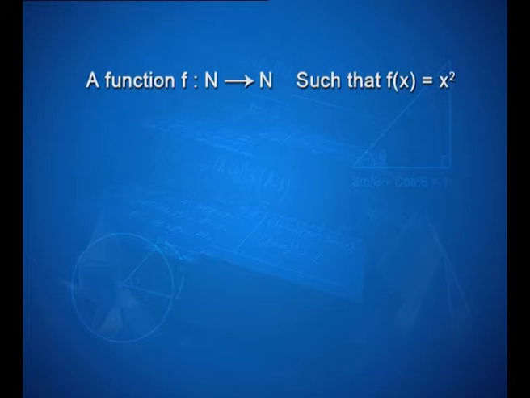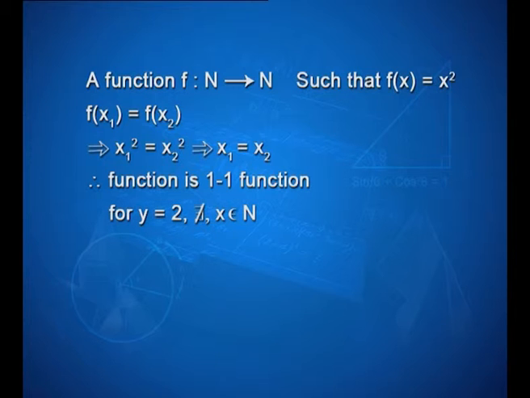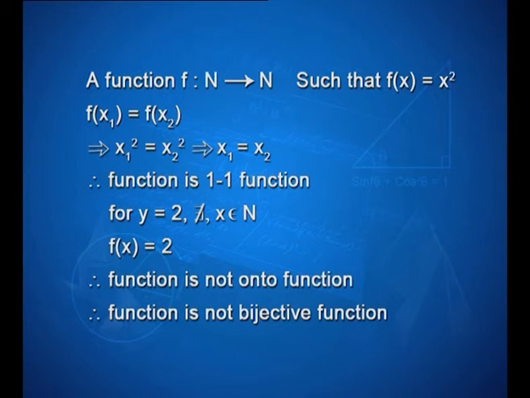We take f(x) equal to x square. For one-one, f of x1 equals f of x2. That means x1 square equals x2 square. This implies x1 equals x2. This function is one-one. For onto function, we can take one example. For y equal to 2, there does not exist any x belonging to the set of natural numbers for which f(x) equals 2. So, this function is not an onto function. So, this function is one-one but not onto. Therefore, this function is not a bijective function.